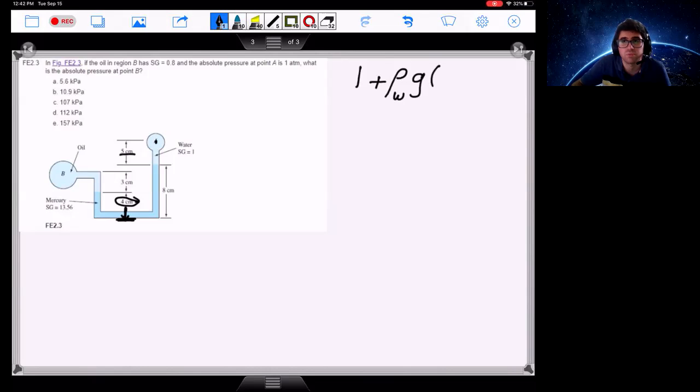Let's convert everything into meters. That's how I like to do it. Just convert everything to the basic unit, meters. So that's 0.05. And then, plus, since we're going deeper, the pressure increases. It'd be rho of mercury times g times the height, which is 8.